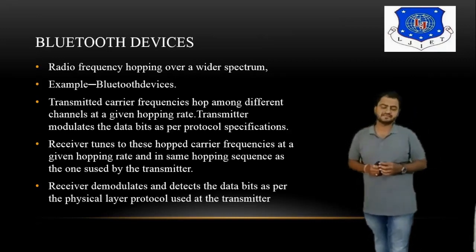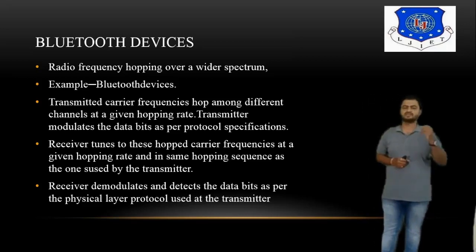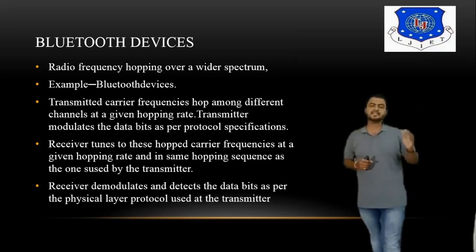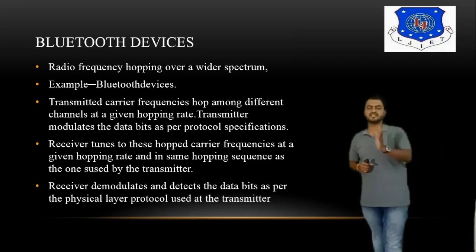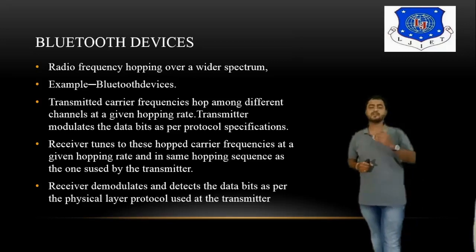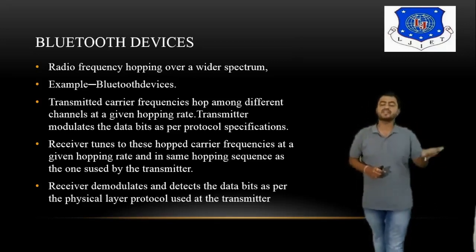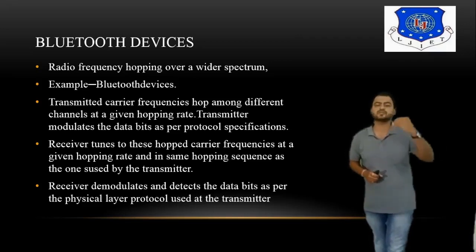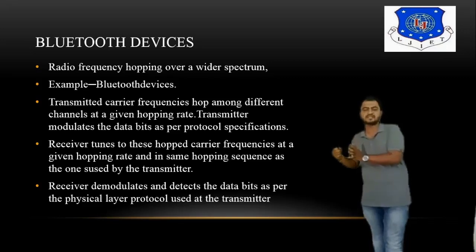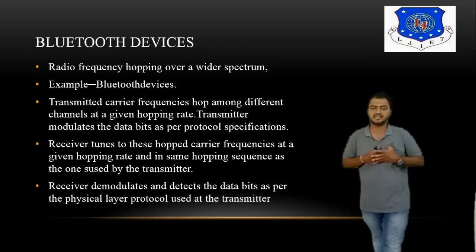Now, if you're talking about Bluetooth devices, they use radio frequency hopping over a wide spectrum. For example, Bluetooth devices transmit the carrier frequency hopping among different channels at a given hopping rate. The transmitter modulates the data bits as per the protocol specified. On the receiver side, the receiver tunes to the hopping carrier frequency at a given hopping rate and the same hopping sequence. If one sequence is matched, then the transmitted data is received by the receiver.